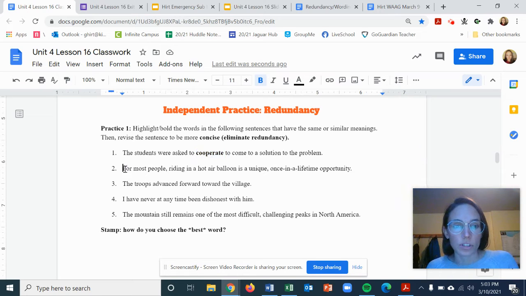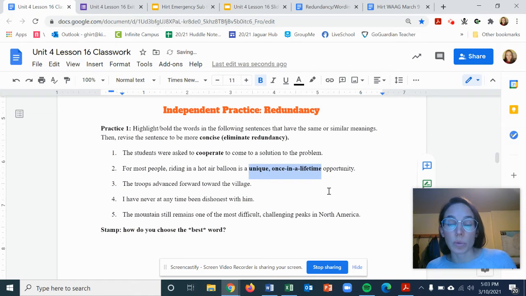All right, let's look at number 2. So for most people, riding in a hot air balloon is a unique once-in-a-lifetime opportunity. So where's the redundancy? First, find where there are a couple of words with the same or similar meanings. Great, so unique and once-in-a-lifetime are similar, not exactly the same though.